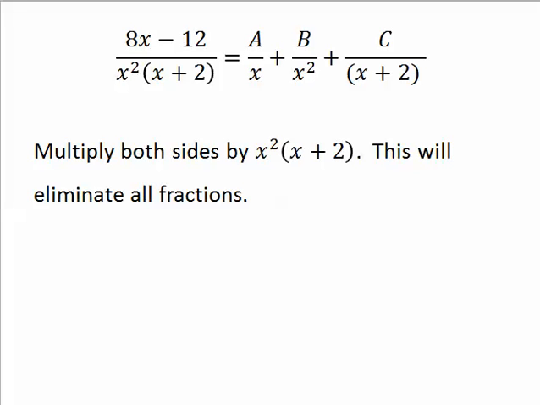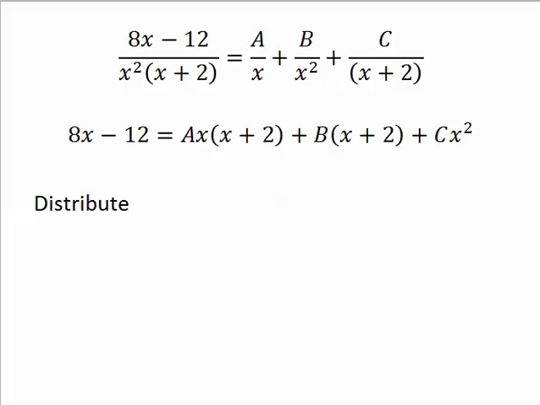We're going to multiply both sides by x squared times x plus 2. This will eliminate all the fractions. After you've done that, turn the video back on. Next, I'd like you to distribute. Turn off the video and then turn it back on when you're ready.